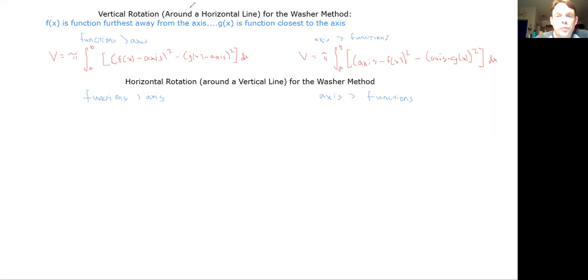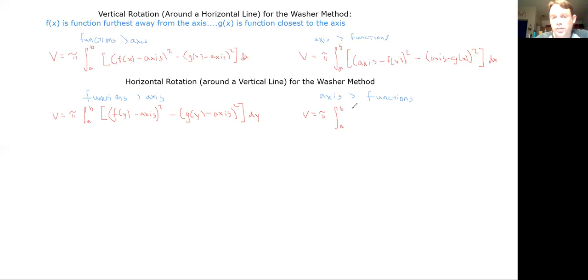So we're just going to take our x's and change them to y. So a, b, f of y minus our axis. So that's our first disk. And we're going to subtract our second disk, the one that is closest to the axis, because that would have the smaller volume. So we get our full washer method out here.